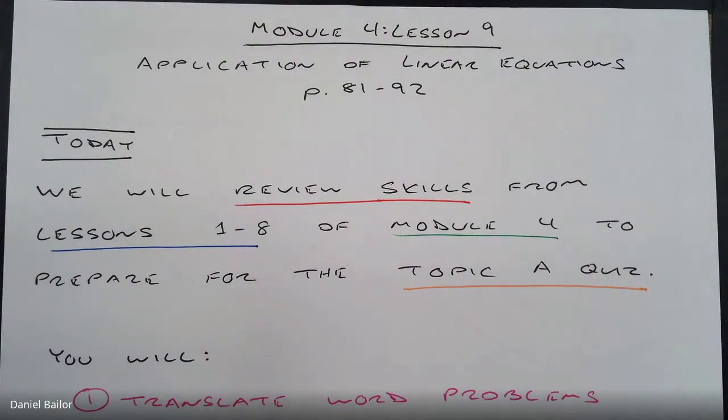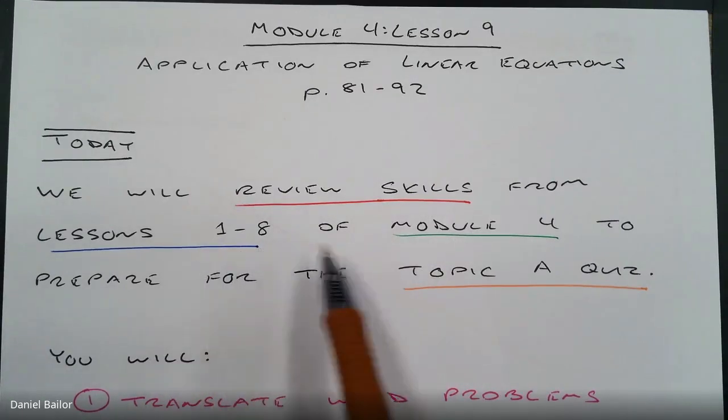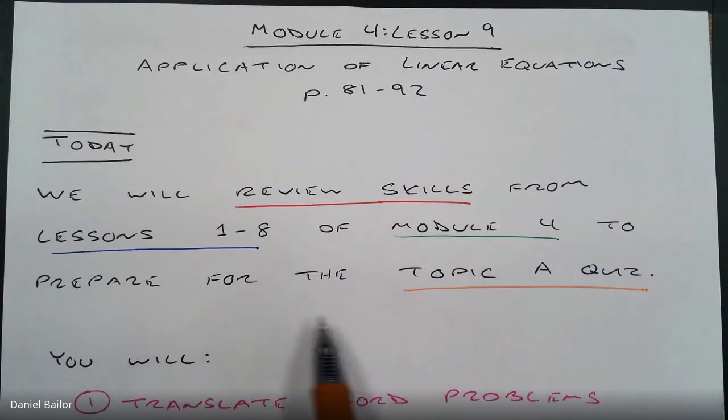Now, today is a different kind of lesson because we finished 8 lessons in Module 4, and we have a quiz on the first 9 lessons tomorrow. So today we're just going to review the skills we've learned so far in this module to get ready for the Topic A quiz that we're going to take tomorrow. So we will review skills from lessons 1 through 8 of Module 4 to prepare for the Topic A quiz, and the Topic A quiz will be tomorrow. So this is all about getting ready.